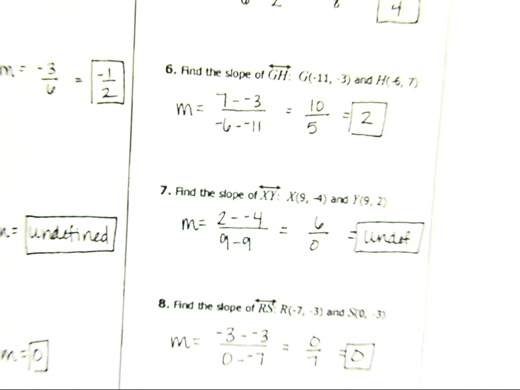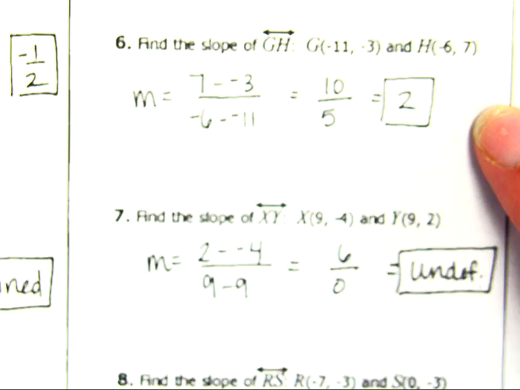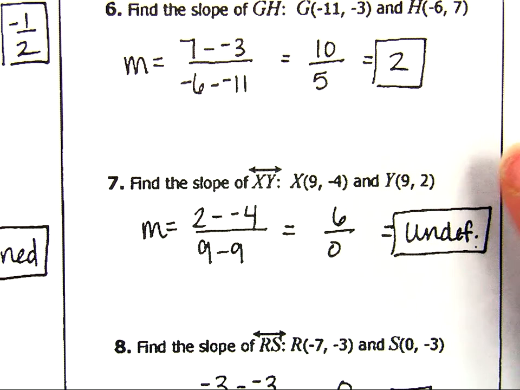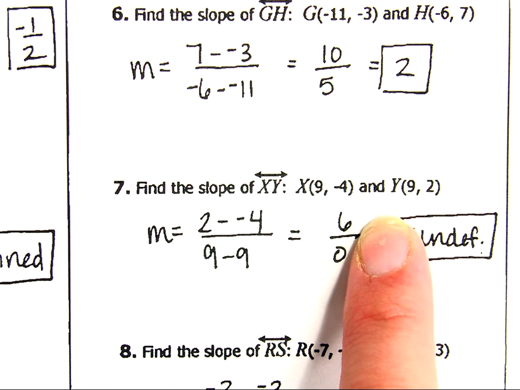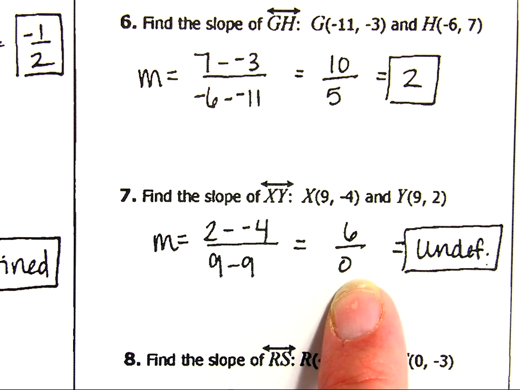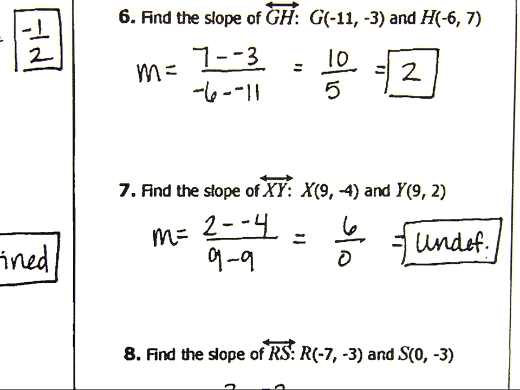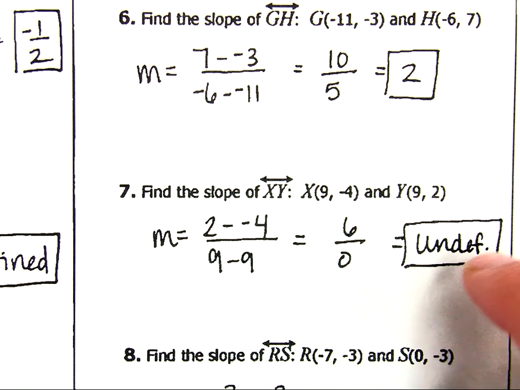Okay. So number 6, you should have gotten a slope of 2. Okay. Number 7, you should have got a slope of undefined, because when you do this, you end up with 6 in your numerator on the top, 0 in your denominator or the bottom, and you cannot divide by 0. If you try to do that on your calculator, you would get an error. You can't have something and divide it by nothing. So that's why this one is undefined.